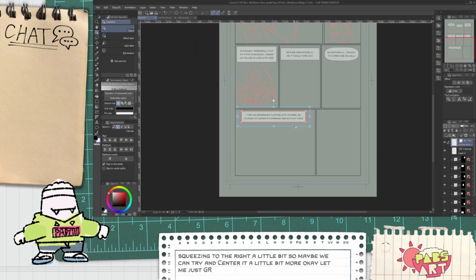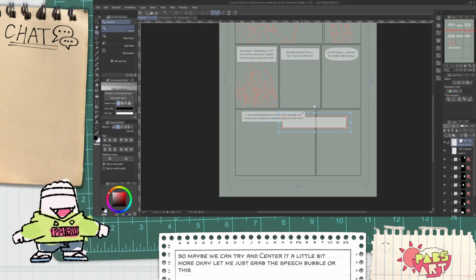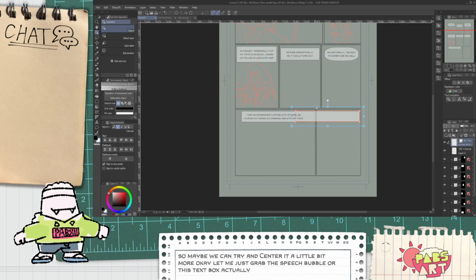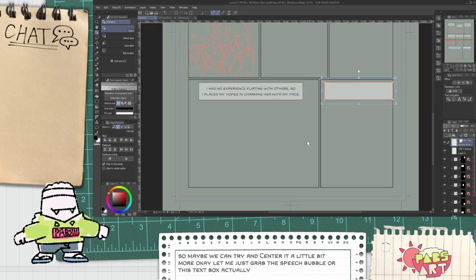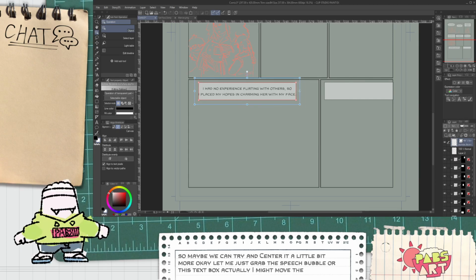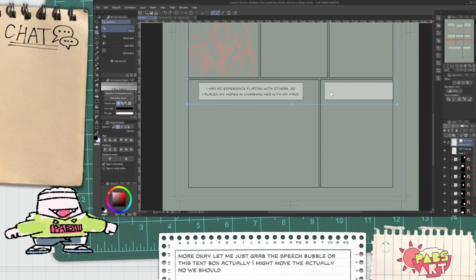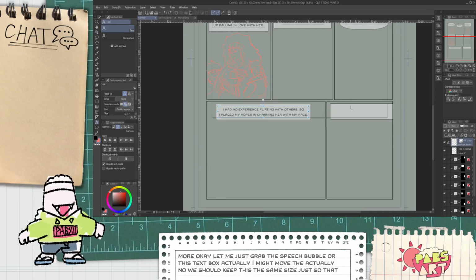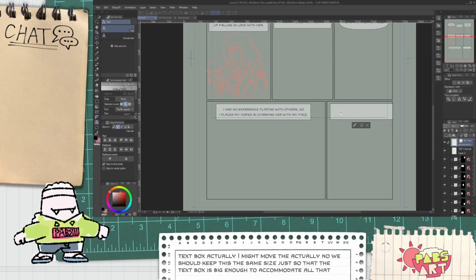Okay, let me just grab this speech bubble, or this text box, actually. I might move the... Actually, no. We should keep this the same size, just so that the text box is big enough to accommodate all those words.